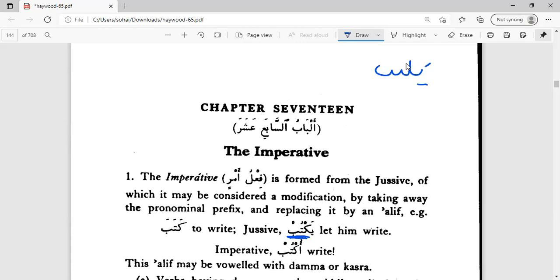If you look at this, for example, yaktubu. So this is fi'l amr, the imperative. The first thing is the ya drops. So when ya drops, it is ktub. The kaf has a sukoon, and the last letter has a sukoon as well. It's going to be, because it's jussive, right? We mentioned jussive is when the last letter has a sukoon.